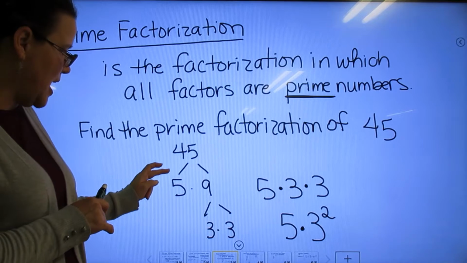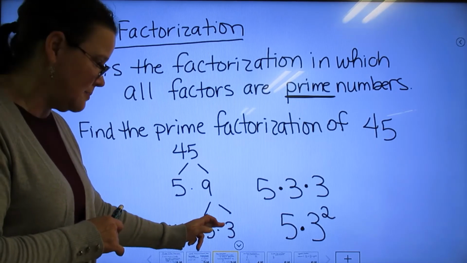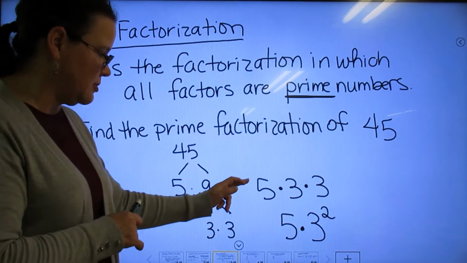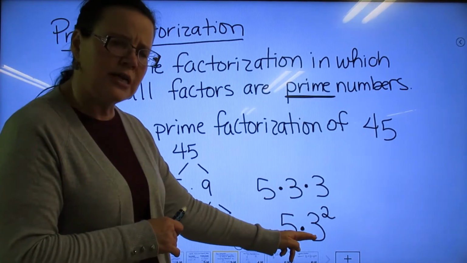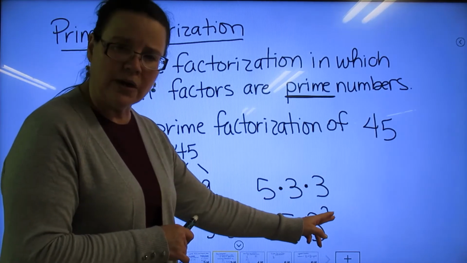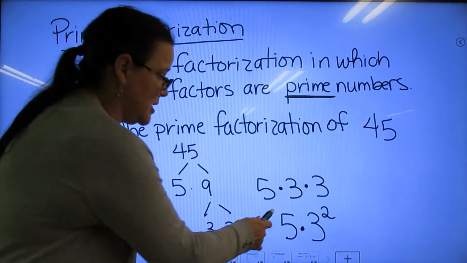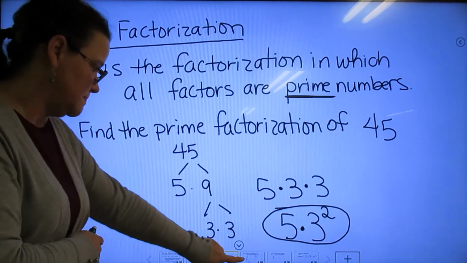You put 45, then 5 times 9, and then 9 breaks down to 3 times 3. And what are those factors? 5 times 3 times 3. And then they just want you to take the 3s and make it 3 squared. So it's 5 times 3 squared. That would be the prime factorization, and this would be the answer that they would be looking for.